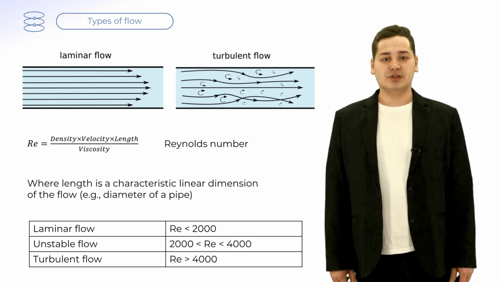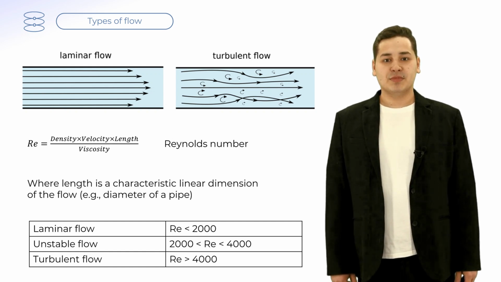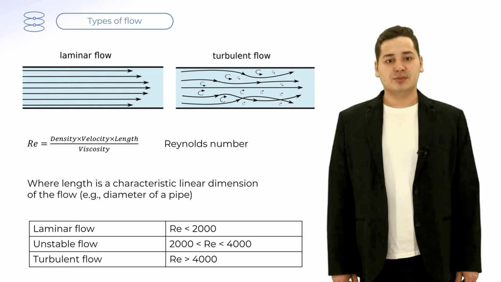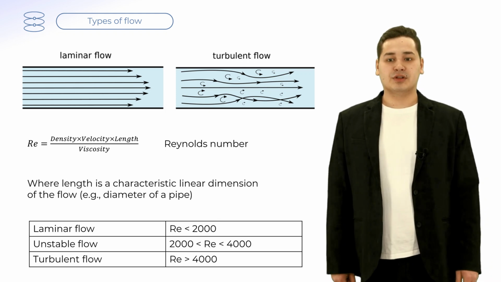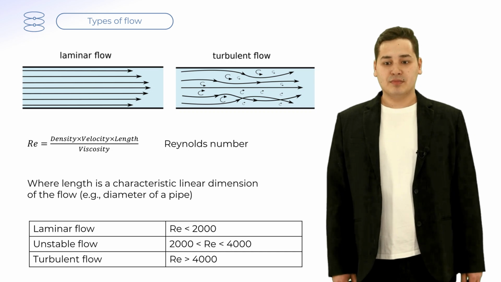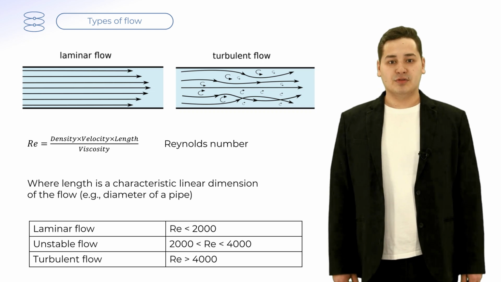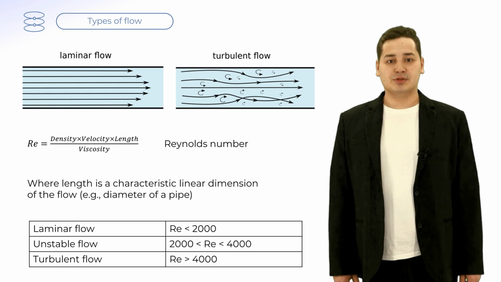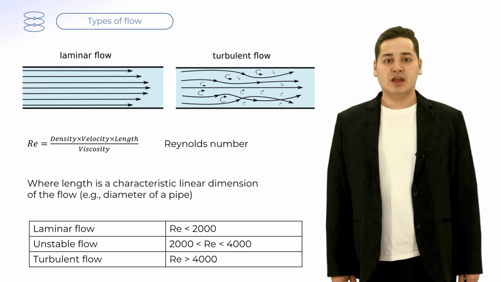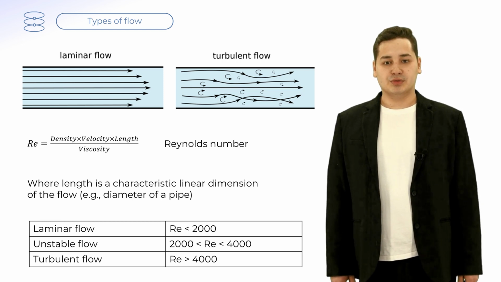To predict the flow patterns in different fluid flow situations, the dimensionless parameter Reynolds number is used. It is named after Osborne Reynolds, the British engineer and physicist who first introduced the concept in the late 19th century. The formula for the Reynolds number is on the slide, where the length is a characteristic linear dimension of the flow, the diameter of a pipe, for example. The Reynolds number is a critical parameter because it helps determine the flow regime of a fluid. It indicates whether the flow is laminar, turbulent, or in a transitional state between those two.